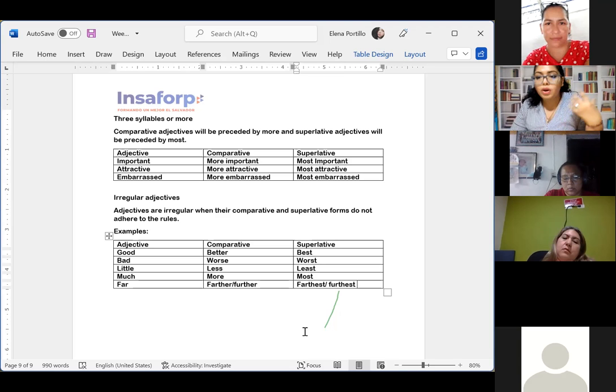And what are the exceptions? We have that the adjectives are exceptions to the rule discussed in this case when they simply do not have a comparative or superlative form.